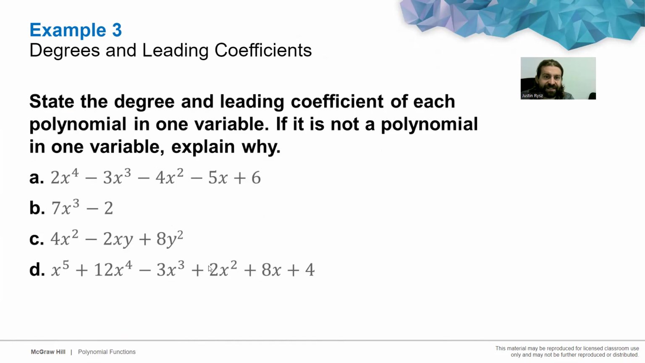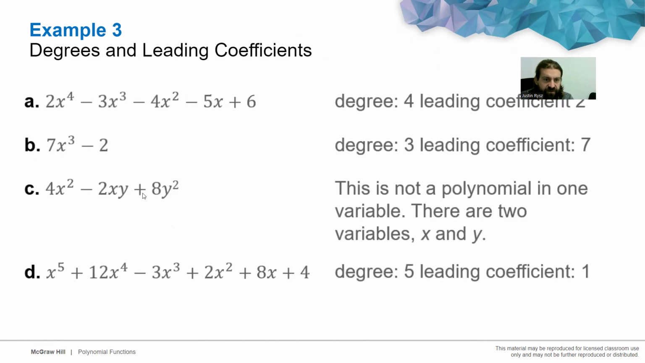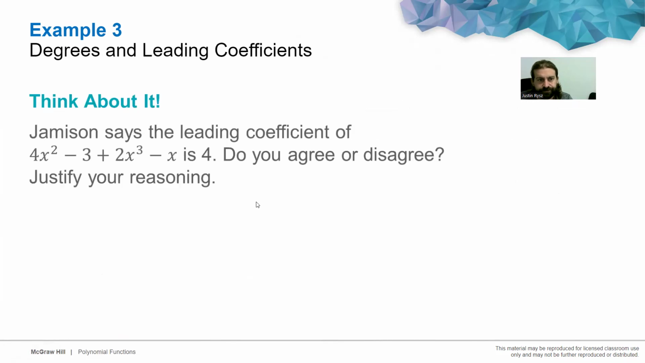So we're going to go through this one here and state the degree and the leading coefficient of each one of these polynomials. Okay, first one here, this is in standard form. So the degree would be 4 and the leading coefficient is 2. All right, next one here, the degree is 3, it's x cubed, the leading coefficient is 7. Now this next one here, this is not a polynomial because we have x's and y's. So it's not a polynomial in one variable, and so we can't really find a leading coefficient, things like that. This last one though is, and we can see it's the degree of 5, that's the biggest exponent we have, and the leading coefficient next to that would be 1.